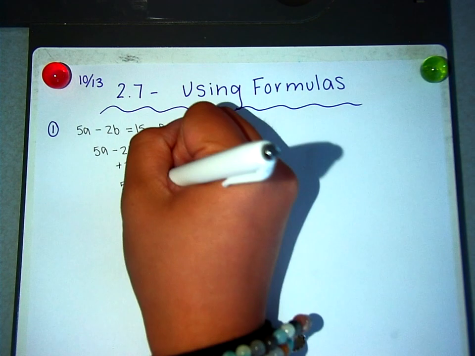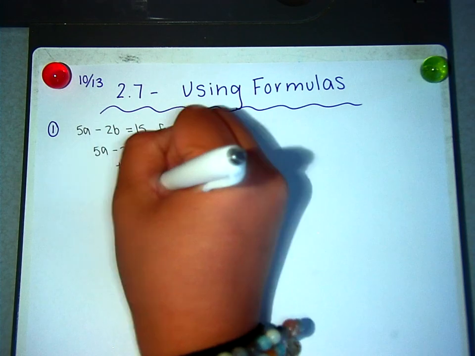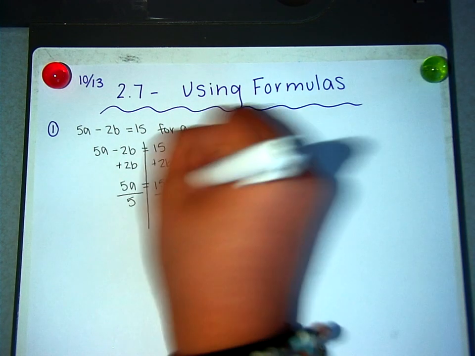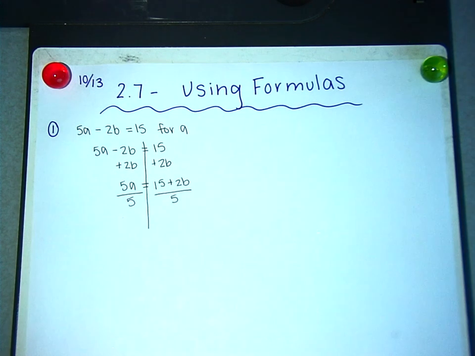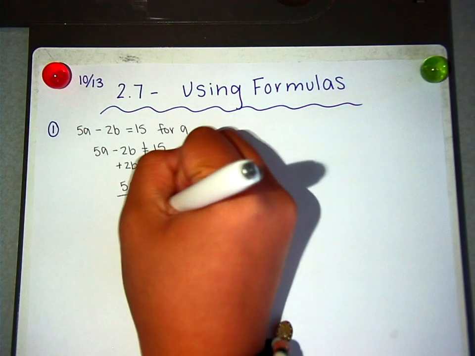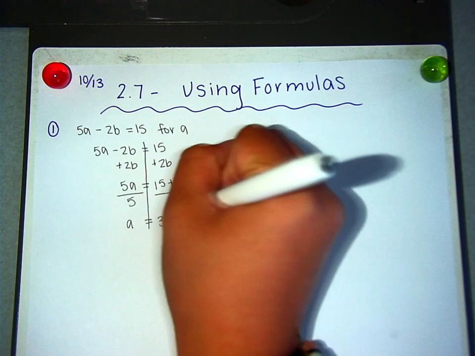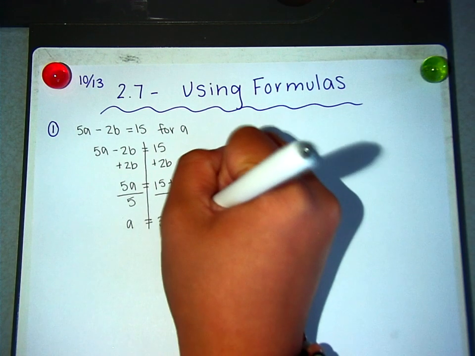Now 5a is the same thing as 5 times a, so the opposite of multiplication is division. So I'm going to divide by 5, divide by 5. Which then we'll get a equals 15 divided by 5 is 3 plus 2 divided by 5 b.